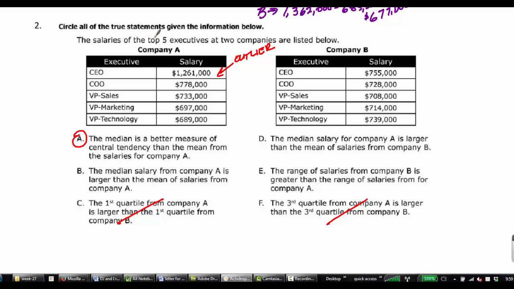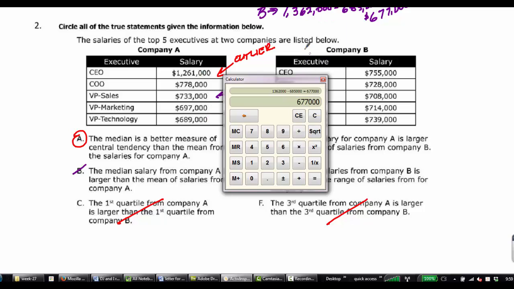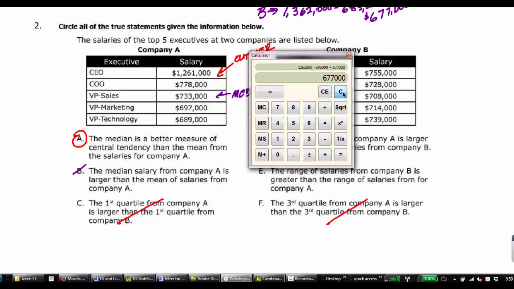The median for A is larger than the mean for A. Well, let's find out. This is the median right here. We know that this outlier causes us to have an elevated mean. So we know that that statement is false. And if you added all of these together and divided by 5, in fact, let's just go ahead and do that very quickly because we've got calculator power here. We can do that pretty quick.